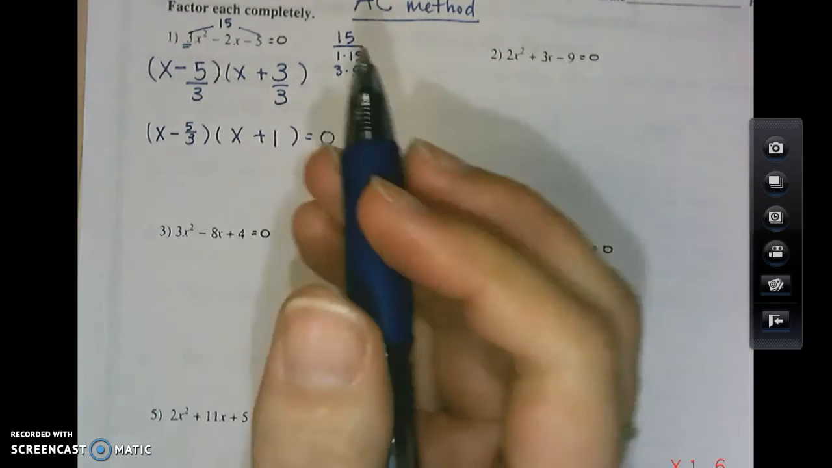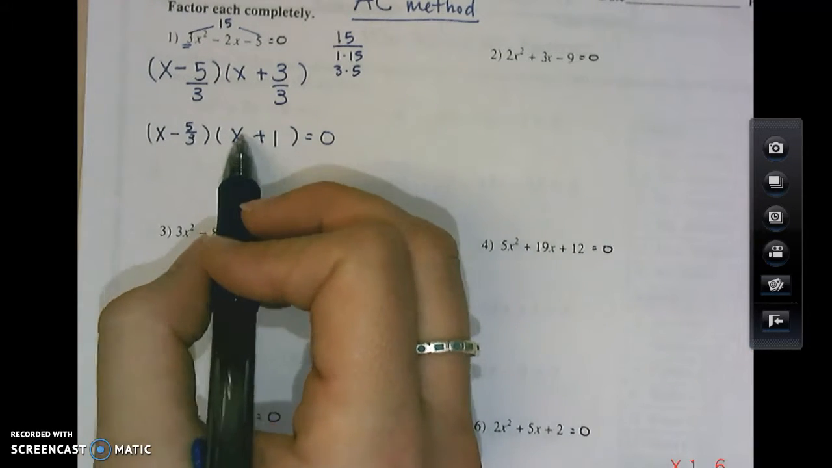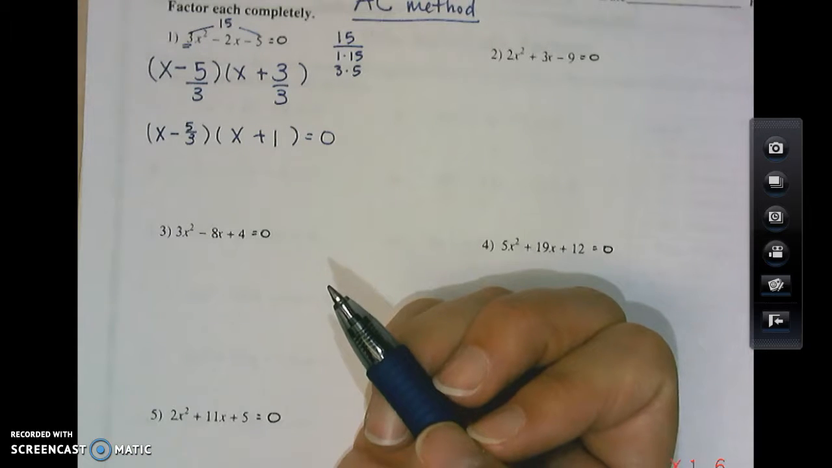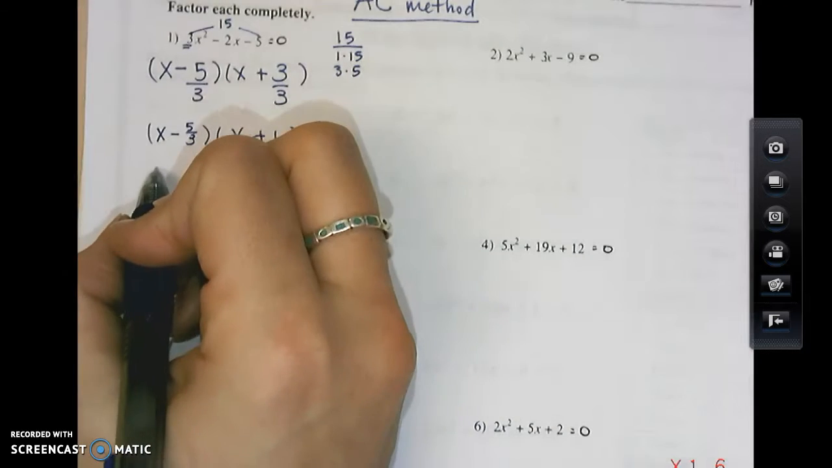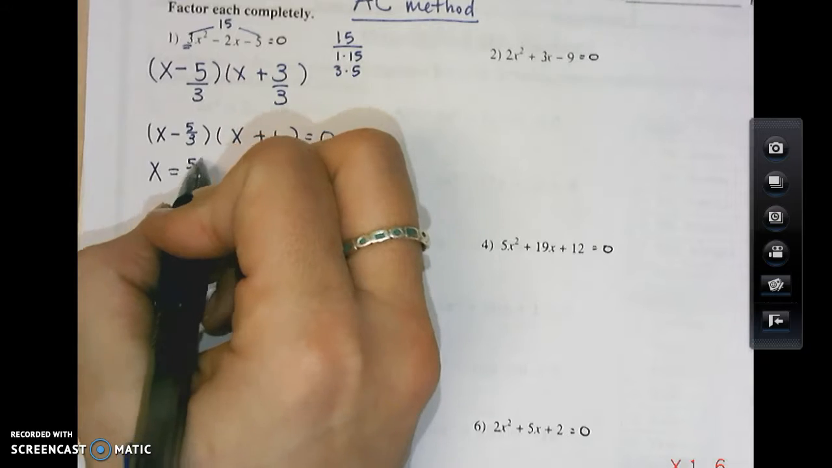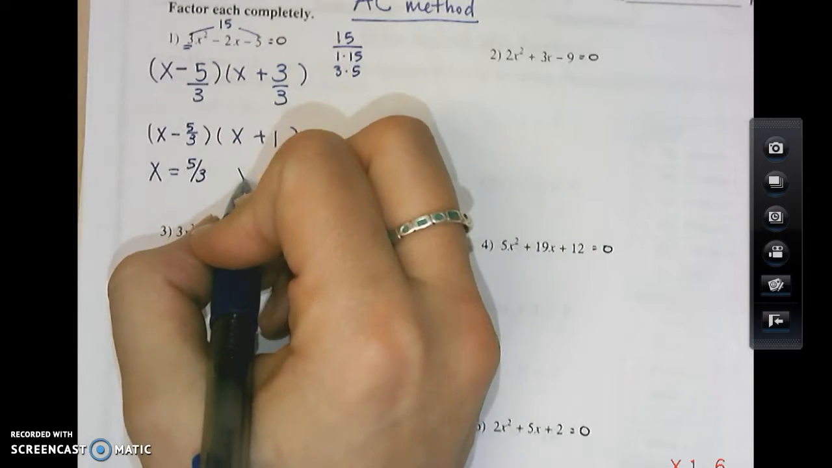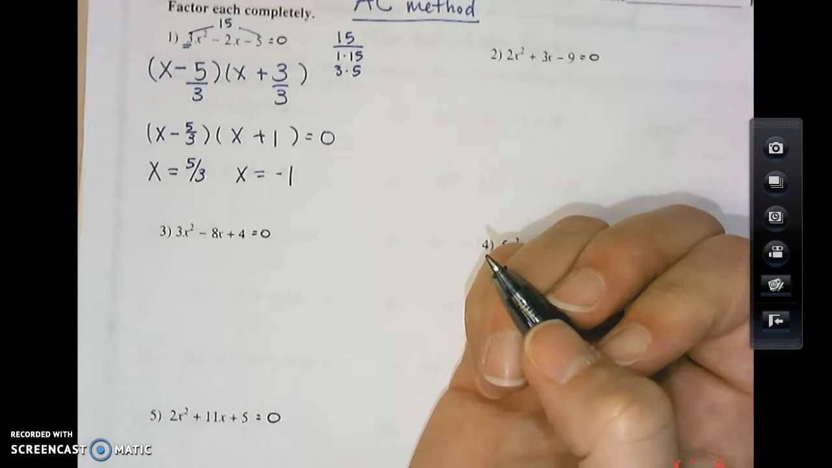So like before, we're going to make this equal 0, and we're going to make this equal 0 and solve for both our x's. So our x here would be a positive 5/3, and our x here is going to be negative 1. Okay?